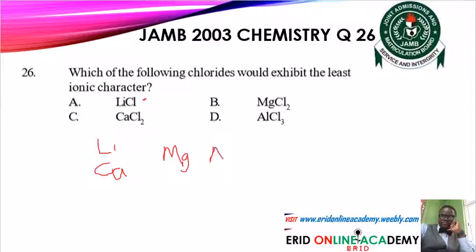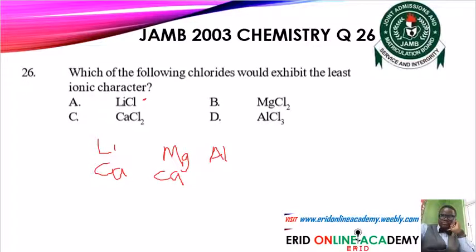Now, using your knowledge of the periodic table, you will find out that lithium is in group 1, magnesium is in group 2, aluminium is in group 3, and calcium is in group 2, but it's far lower than magnesium in the periodic table.